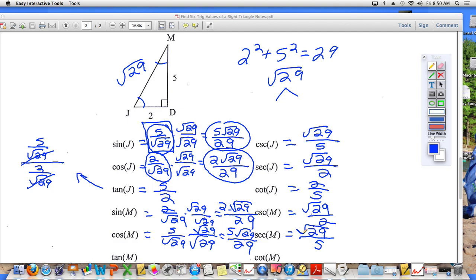Tangent. Tangent is opposite divided by adjacent, or in other words, the sine value divided by the cosine value. If you go to the original ratios, we have 2 over the square root of 29 divided by 5 over the square root of 29. The square roots of 29 cancel right out, and you are left with 2 over 5. Which means the cotangent is going to be the reciprocal of 2 over 5, which is 5 over 2.